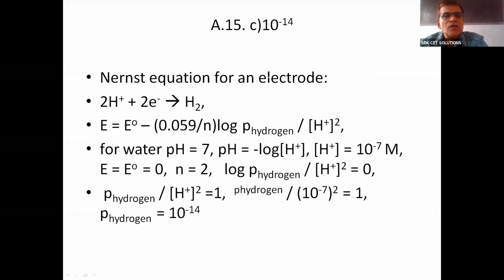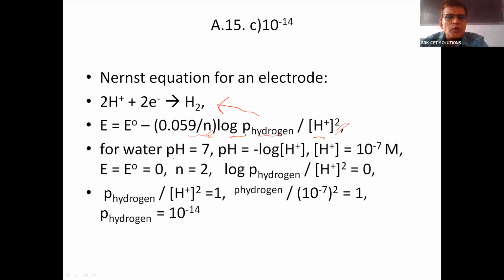Then the Nernst equation is E electrode equals E naught minus 0.059 by n log of pressure of hydrogen by molar concentration of hydrogen. We have derived this from this equation, where n is the number of moles of electrons involved for reduction, and this is the number of moles of H plus reduced.